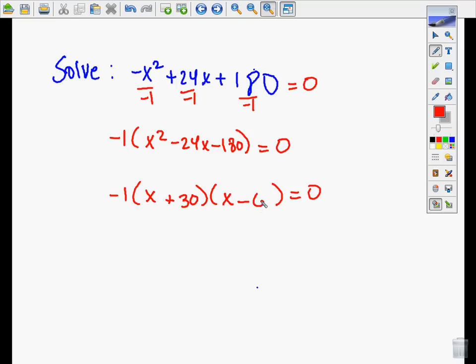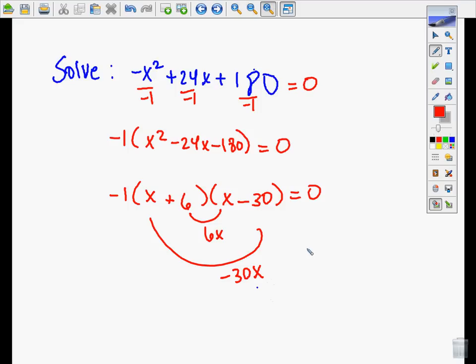30 and 6 equal 180. Now I just put them down here, but if you look at this, that's going to give me a positive 30 and a negative 6. Well, positive 30 minus 6 is positive 24. So I actually have these in the wrong position. I need to go 6 and 24. No, silly. 6 and 30. That'll give me a positive 6x, a negative 30x, which then gives me my negative 24x. So we're good. And a 6 times negative 30 is negative 180.